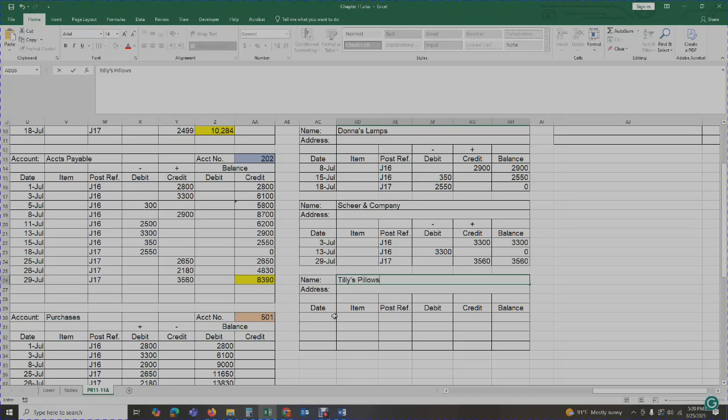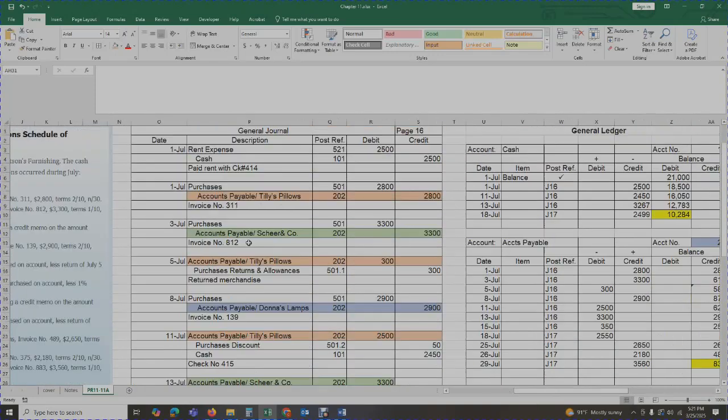Okay. And the first entry we have is dated July the 1st on journal 16th. And we have a credit of $2,800. I'm going to transfer that to my balance. Okay. I'm going to go back and I'm going to see what else we have. Okay, so that was on the 1st, $2,800.